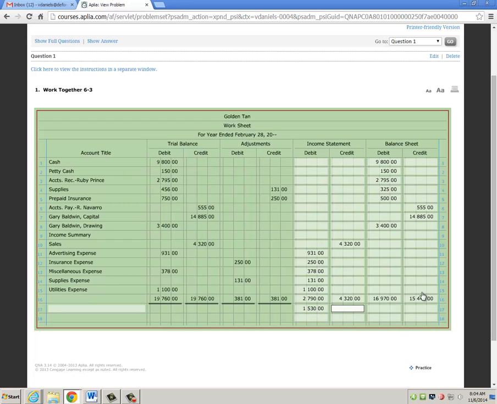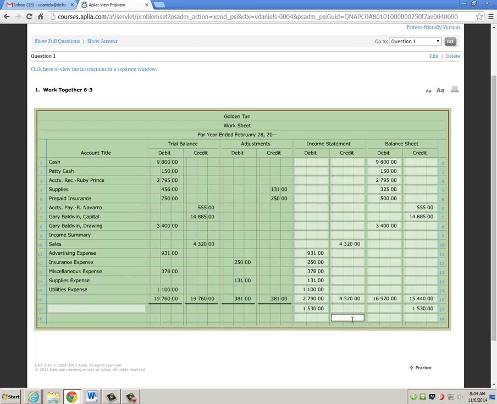Let's subtract the other two. So 16,970 minus 15,440. I get 1530. To make the two equal, I would put a 1530 right here. Now, these two numbers right here, this 1530, must be equal. In this case they are, so I'm pretty sure I've done this problem correctly.